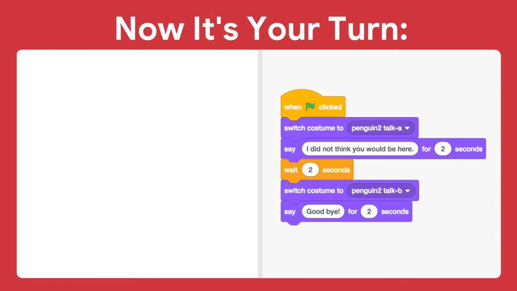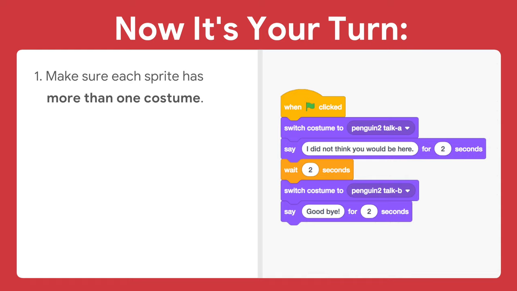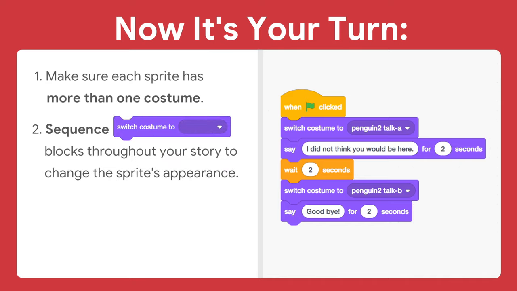Now it's your turn. First, check each sprite you want to animate to ensure that it has more than one costume. If it doesn't, add costumes using the Choose New Costume from Library button. Second, sequence Switch Costume To blocks throughout your story to change your sprite's appearance.